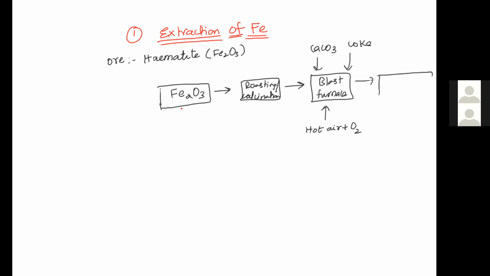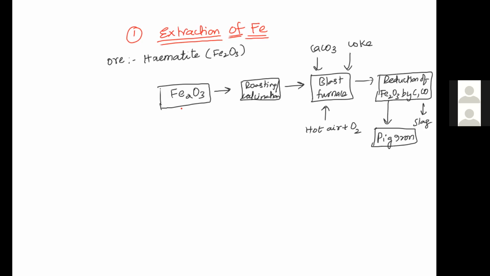where reduction of iron by carbon and carbon monoxide will happen. As a result, you have pig iron and slag, which is the impurity. So this is the flow chart we'll see in detail.